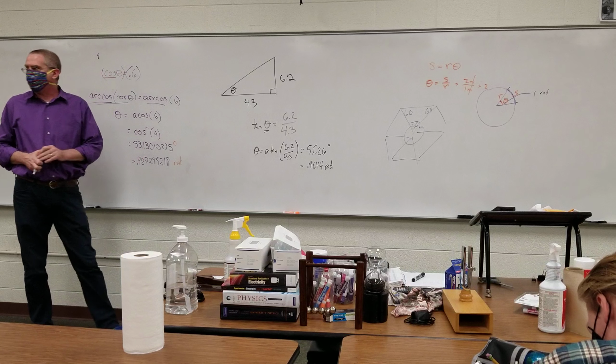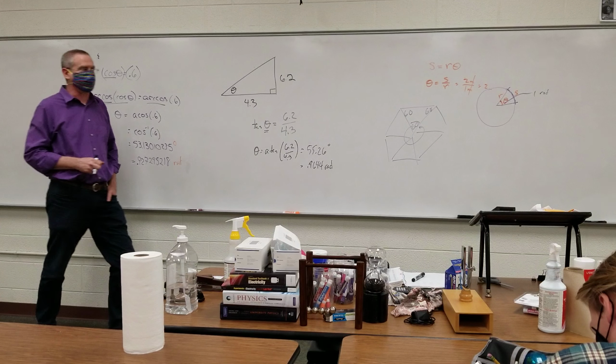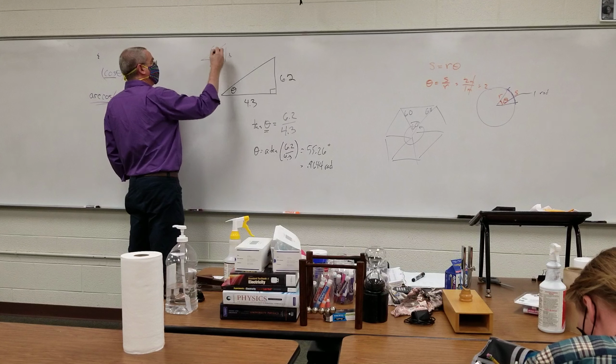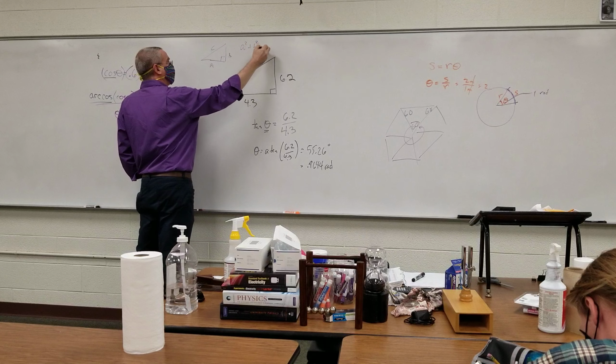If it is a right triangle, the Pythagorean theorem is true. If the Pythagorean theorem is true, it has to be a right triangle. So given a triangle with lengths A, B, and C, right triangle, A squared plus B squared equals C squared.